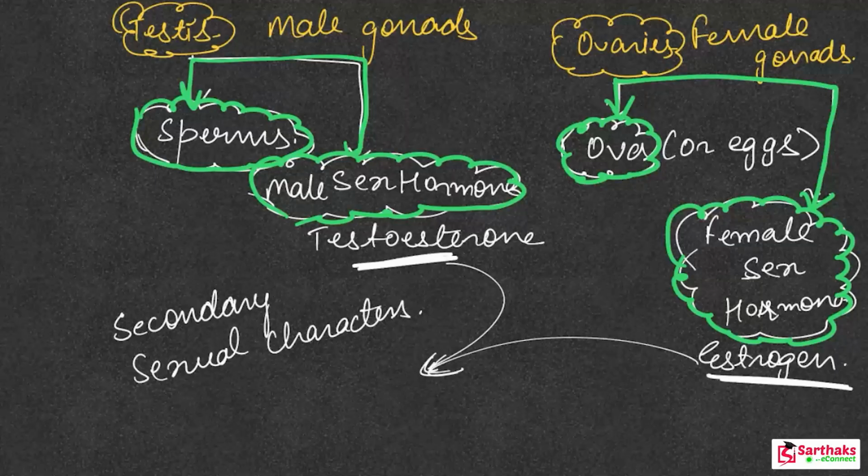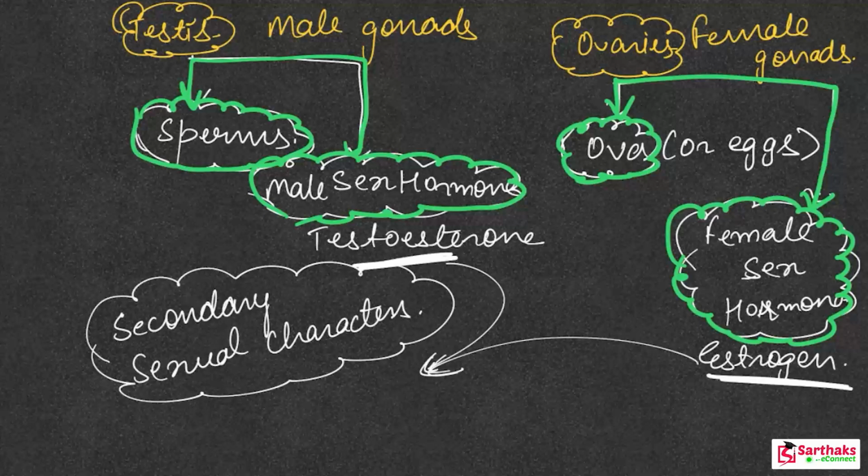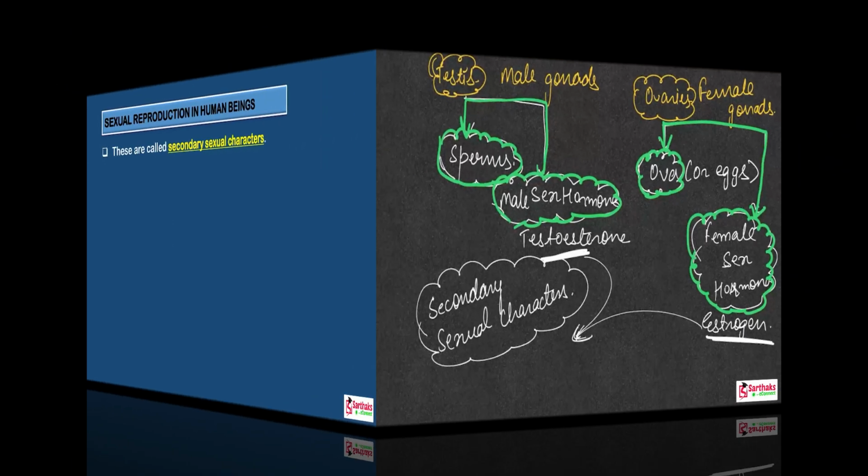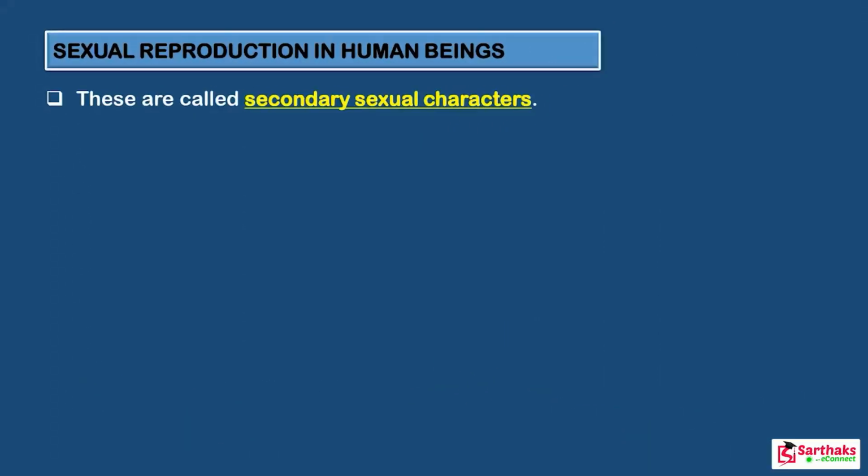That is, what are the secondary sexual characters? These are the various changes, beta. Okay, these are the various changes which occur in boys' and girls' bodies at puberty. Okay, when boys and girls reach the age of puberty, then some changes occur in their body due to the release of these hormones. Okay, got it? So let me show you these changes. Okay, so these are known as secondary sexual characters.